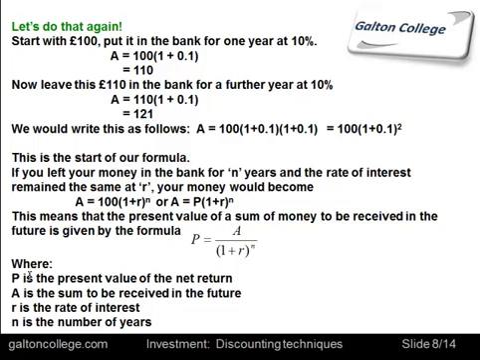And this means P is the present value of the stream, A is the sum received in the future, r is the rate of interest, and n is the number of years. That's our formula.